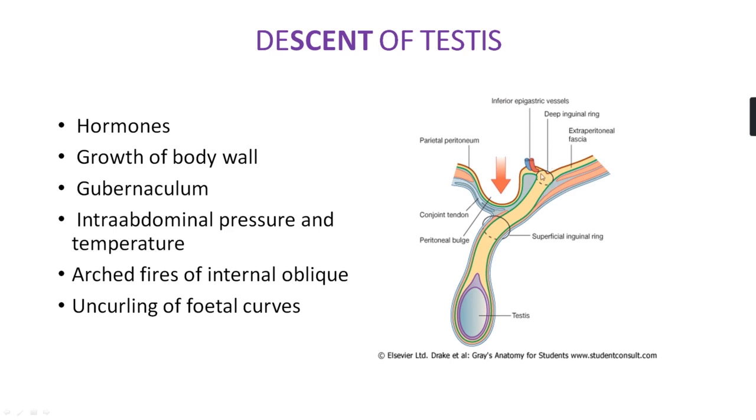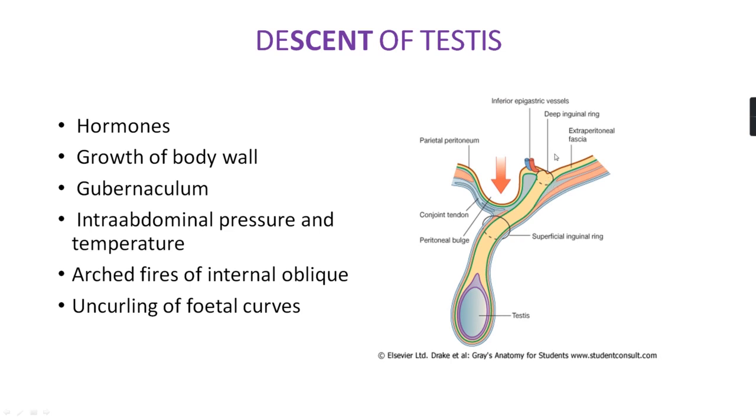When it comes to the deep inguinal ring, it is at the level of 4 to 6 months. During the 7th month, it travels through the inguinal canal. When it comes to the superficial inguinal ring, it is the 8th month. Means at the 8th month, it comes to the superficial inguinal ring, and just before birth or at the 9th month, it comes into the scrotum. So it travels through this inguinal canal.